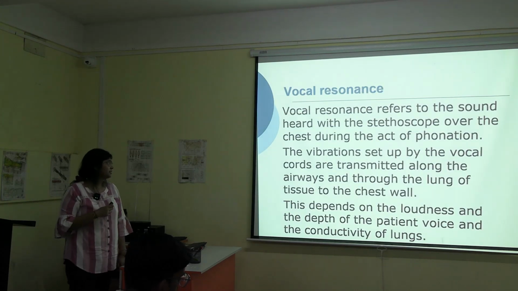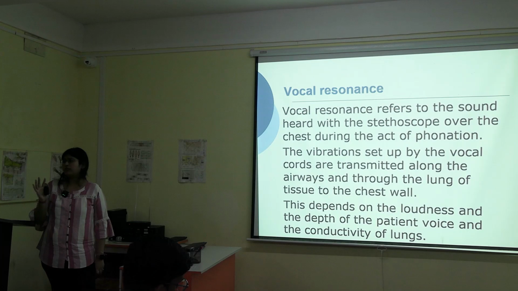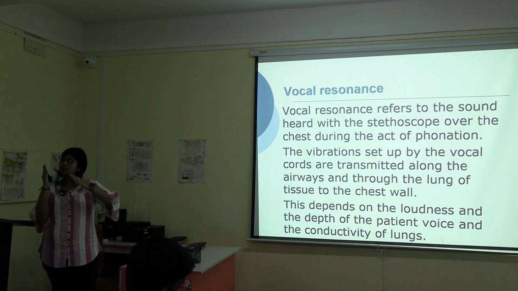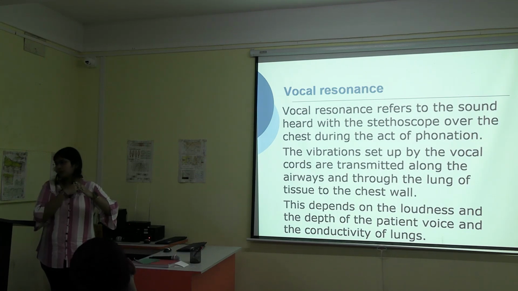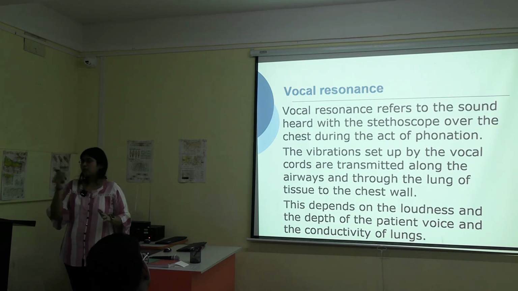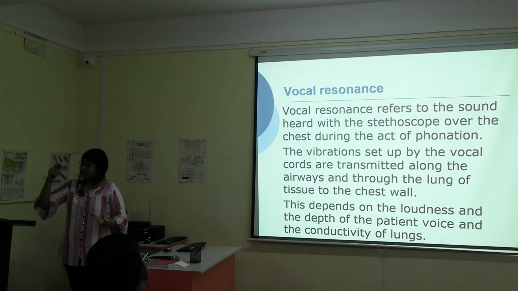Now vocal resonance. This is kind of the same as vocal fremitus, just that you will do it with your stethoscope. Right, left. Remember the ulnar border? You do the same thing with your stethoscope. Vocal resonance, anteriorly, right, left. Posteriorly also right, left. Then laterally.